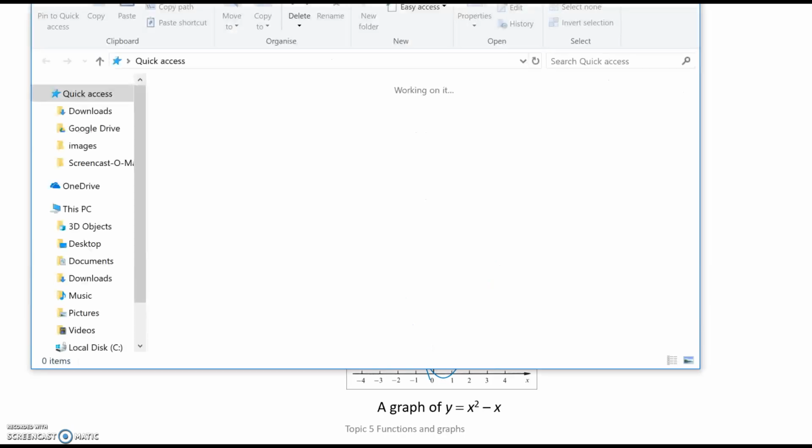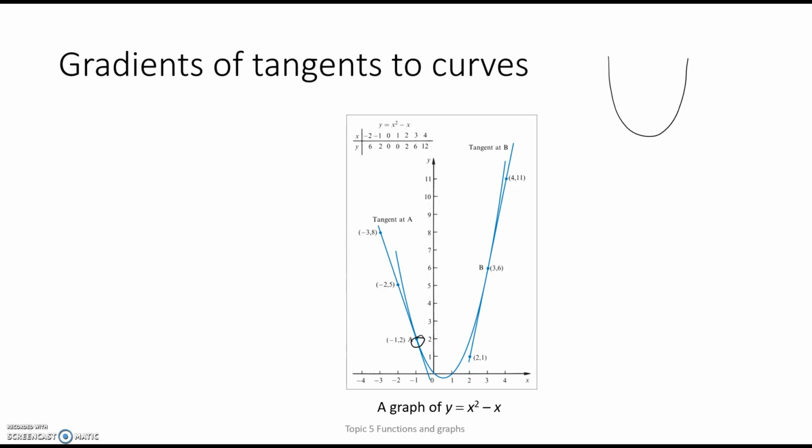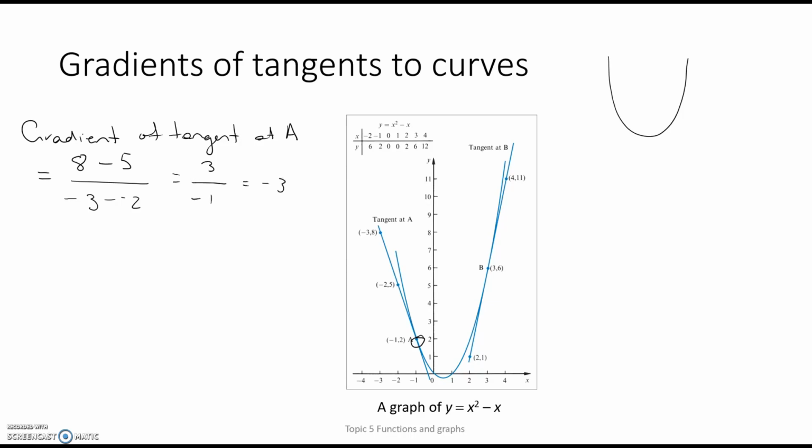So let's look at the gradient of a tangent at point A, and we can see from the diagram that it goes through a couple of points that we can read off. So the gradient is equal to, so change in y would be 8 minus 5 over -3 minus -2. So that's 3 over -1, so that's -3. And that fits because the line is going backwards, so to speak.